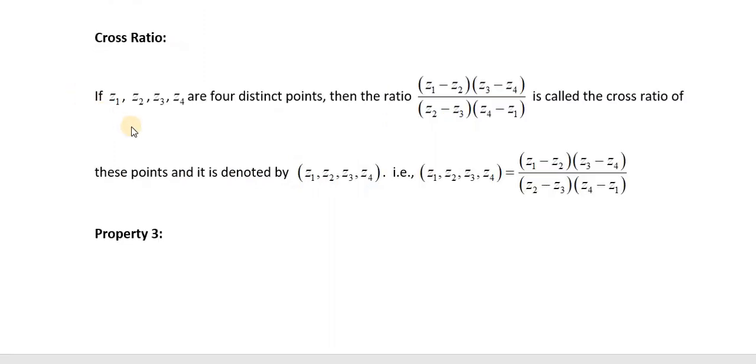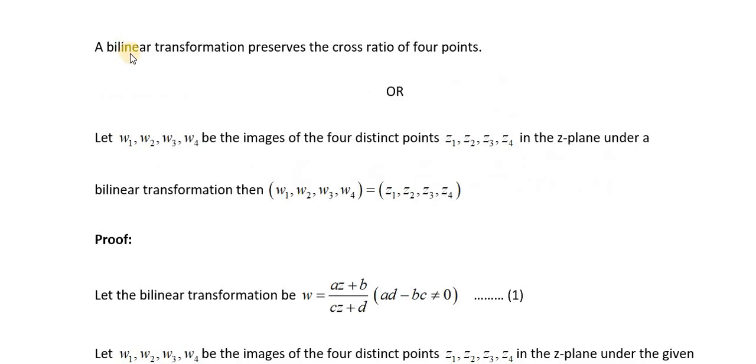I am going to explain cross ratio. If Z1, Z2, Z3, Z4 are 4 distinct points, then the ratio (Z1 minus Z2) into (Z3 minus Z4) by (Z2 minus Z3) into (Z4 minus Z1) is called the cross ratio of these points, and it is denoted by (Z1, Z2, Z3, Z4) with open brackets. With the help of this cross ratio, we are going to prove property 3. So this is property 3.